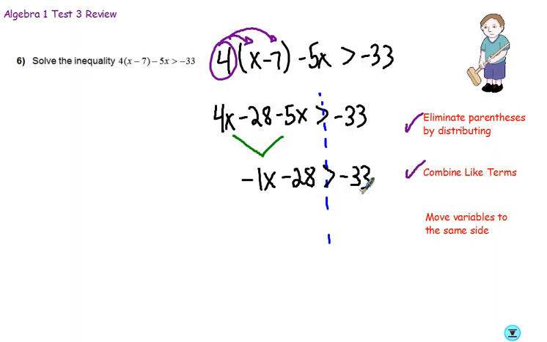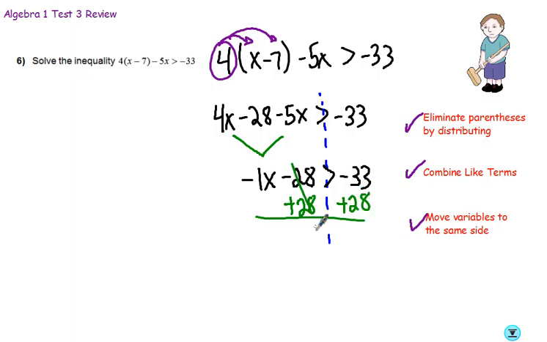Move variables to the same side. Well, I've actually got all the variables on the same side, so I don't even have to worry about that. Now I just need to solve for x. So the opposite of minus 28 would be to add 28.